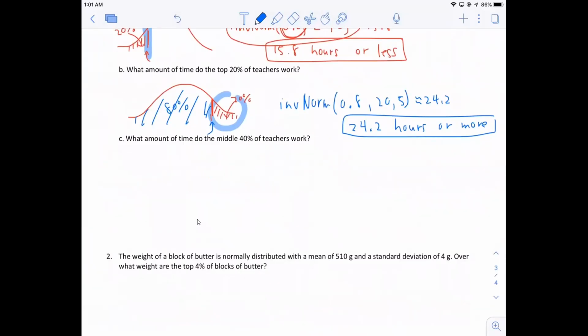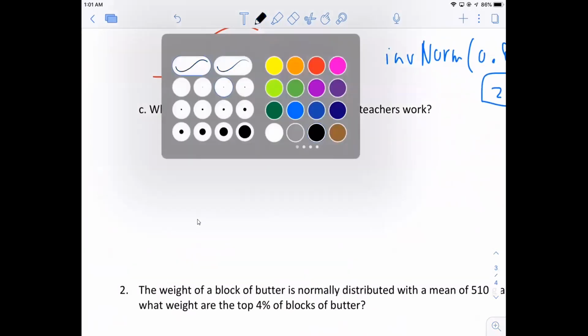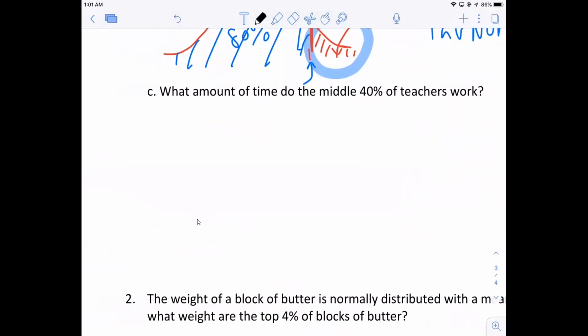And this last one here, this is where it gets really interesting. What amount of time do the middle 40% of teachers work? So we want an interval for the middle 40%. All right, so I like this question. This one requires a bit of thinking. So the middle 40%.